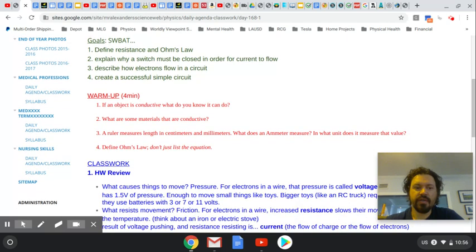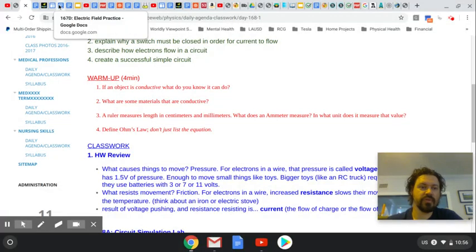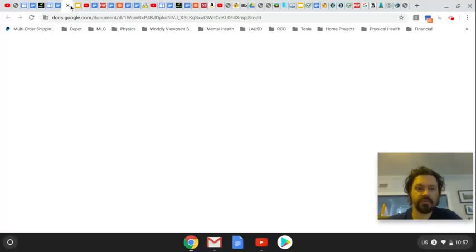Okay, so we talk about rulers measuring things in centimeters and millimeters, and an ammeter measures amps. All right, it's the first couple letters there. Amp is AMP, and that's the unit of current. And Ohm's law, well, Ohm's law says, I think it's here.